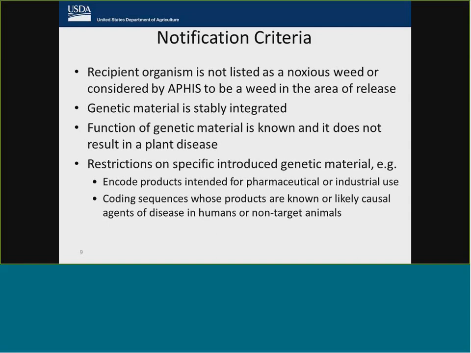And then we have a number of more specific restrictions on specific introduced genetic material that's not available for the notification procedure, such as material that would encode products intended for pharmaceutical or industrial use, coding sequences whose products are known or likely to be causal agents of disease in humans or non-target organisms, and others, all of which are specified in our regulations.